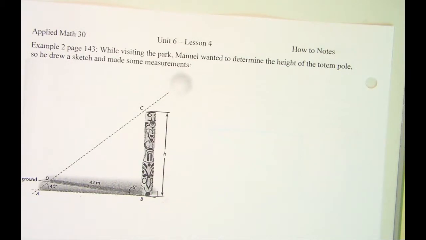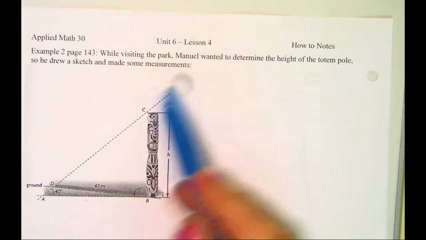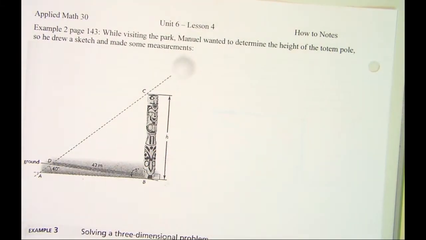We'll look at this now. So they took some measurements of a totem pole. Well, not of the totem pole, but of the shadow and angle of elevation and all that to try and figure out the height of the totem pole. And that's what they want us to figure out. So we need to look at how we can do that.